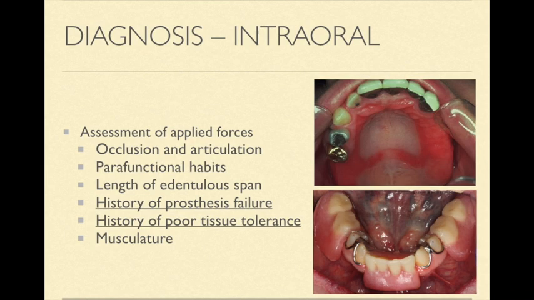You also need to check occlusion and articulation to see if the patient has parafunctional habits, which give extra forces to the teeth and cause periodontal disease or even bone destruction. If the patient has any history of prosthesis failure or poor tissue tolerance, then you might need to find out what's going on and how you can prevent it from happening again.